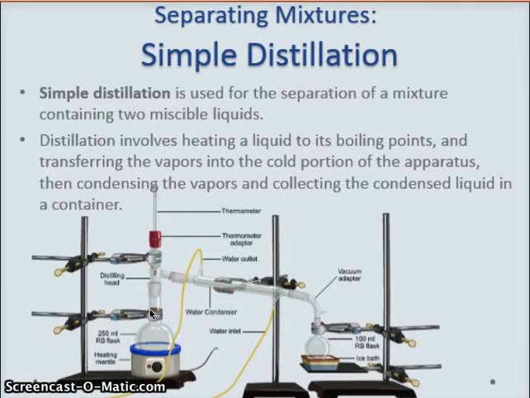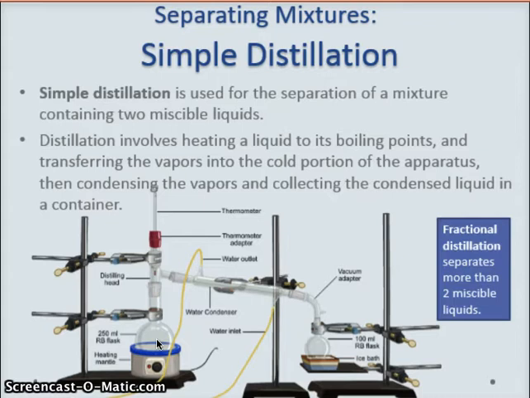Because every single individual liquid has a different boiling point, the one with the smaller boiling point will boil first, and the vapor will form, and then the condenser will cause the vapor to turn into a liquid, and it'll go on to the other side. So let's say you have salt water. You're going to boil all the water here, and the water is going to be collected here, and then the salt will remain here. So that's how you separate salt water, for example.